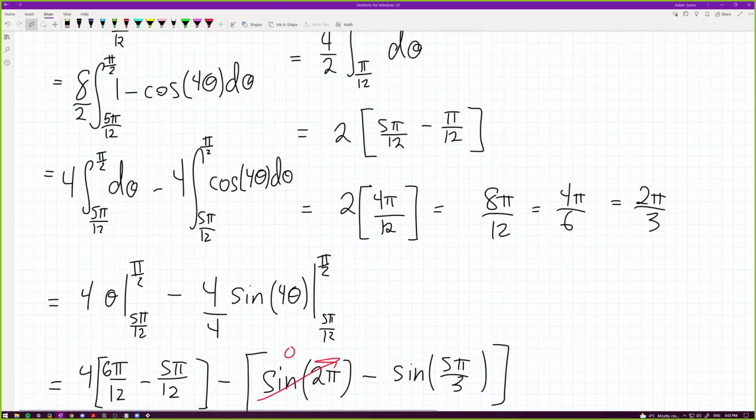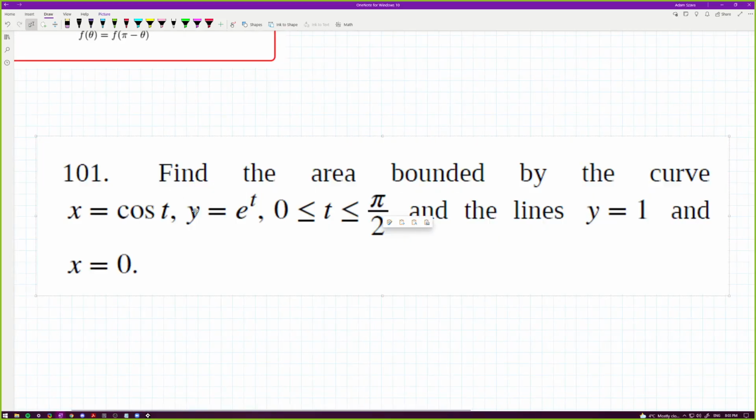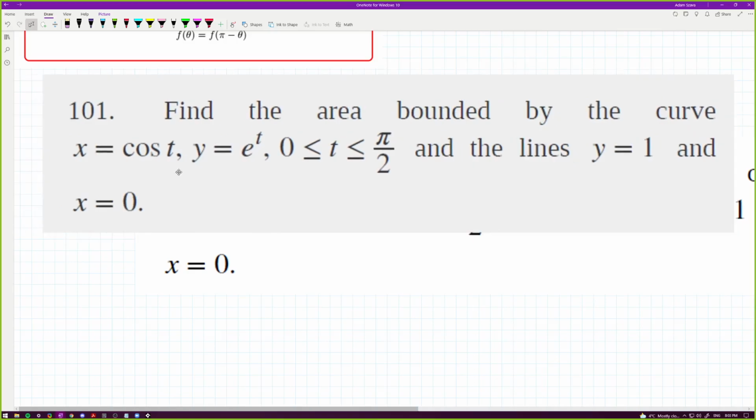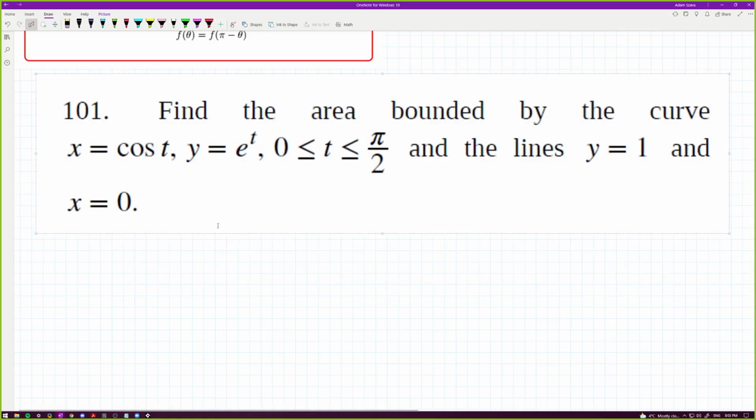So the other polar one, actually it's parametric. Before we end it, I have one last thing to show you: how you would solve this question and how to graph parametric equations. So this is the one, 101. It's actually not polar, sorry, it's parametric.